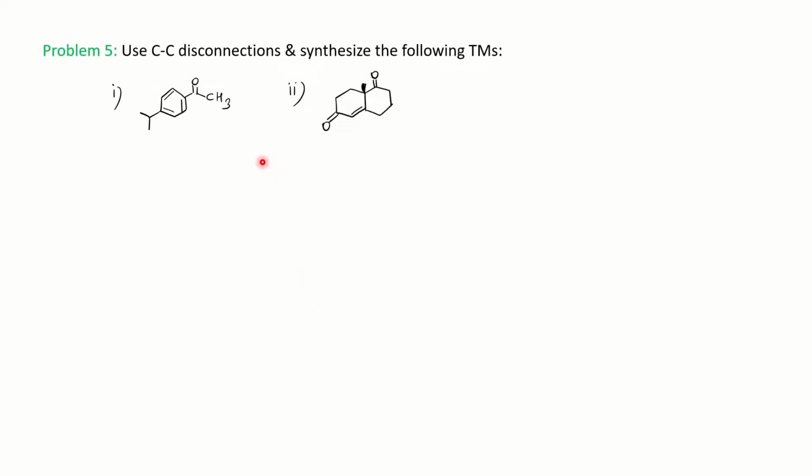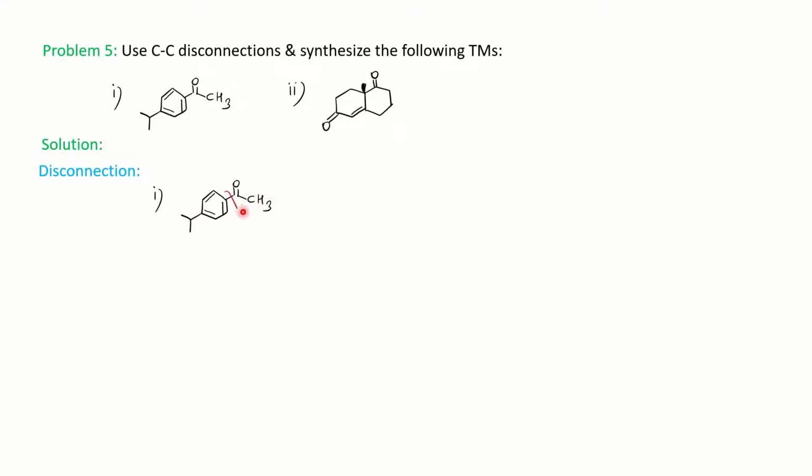The next problem you can notice here, we have two target molecules given, and they have given you C-C disconnection you have to use here to synthesize these two molecules. So we'll be seeing the disconnection approach first for the first target molecule.